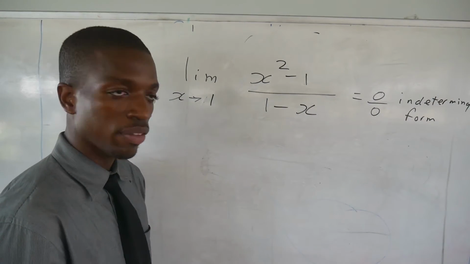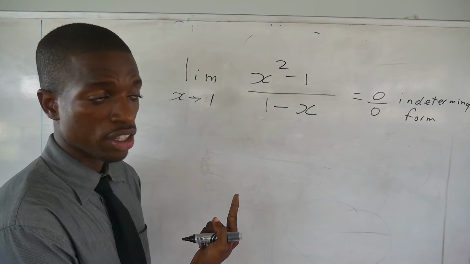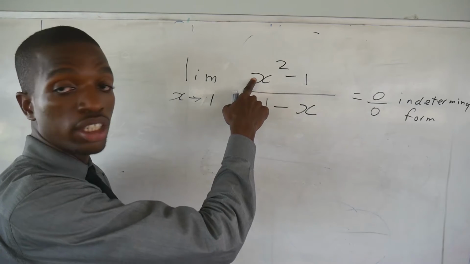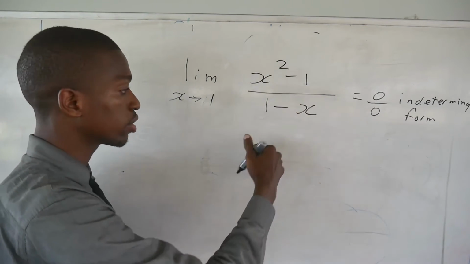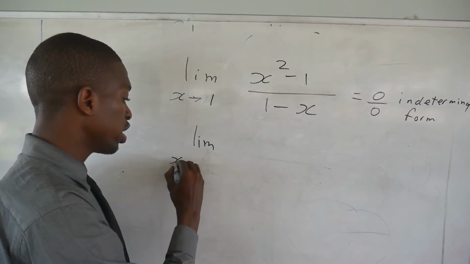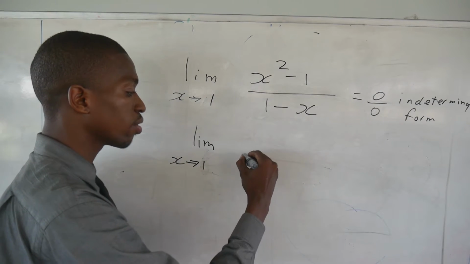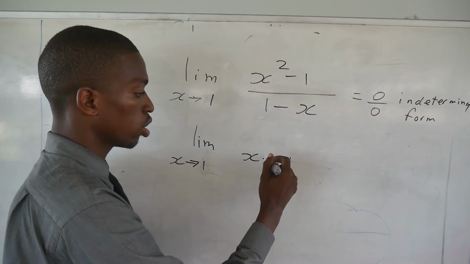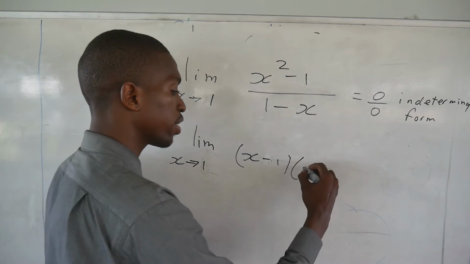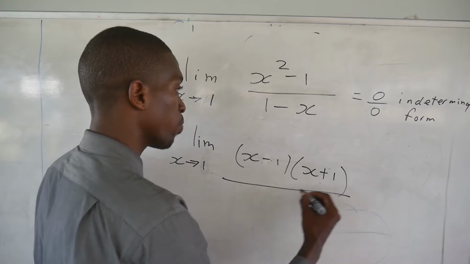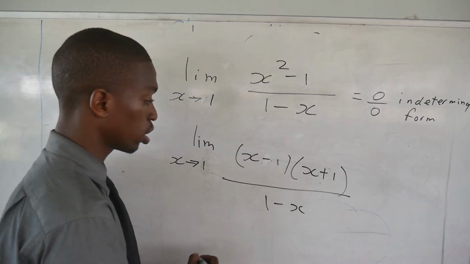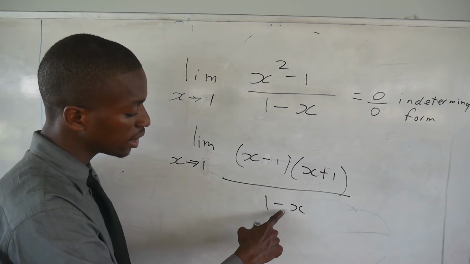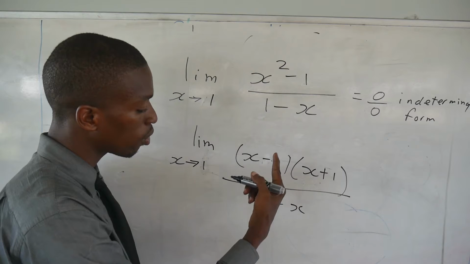But if you look closely, we do have a difference of perfect squares there, right? Yes, because we have a number squared minus another number squared, taking into consideration 1 is 1 squared. So we have x minus 1 multiplied by x plus 1, it doesn't matter which you put first, divided by 1 minus x. Now, this is almost this. This is 1 minus x, this is x minus 1.